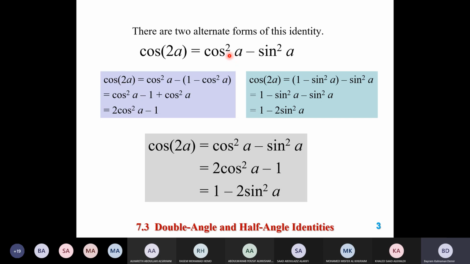Cosine of 2A is equal to 2 cosine square A minus 1. And similarly, if you replace cosine square with 1 minus sine square, then you will get the expression in terms of sine. You'll get 1 minus 2 sine square A. So now we have 3 options for cosine of double angle. Either cosine square A minus sine square A, or 2 cosine square A minus 1, or 1 minus 2 sine square A. We have 3 options, Shabab.